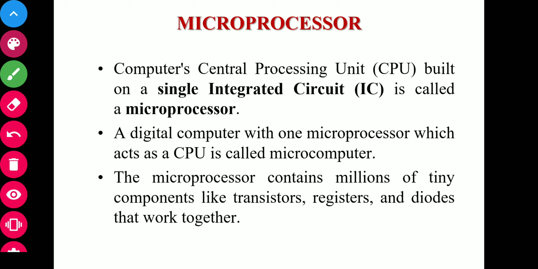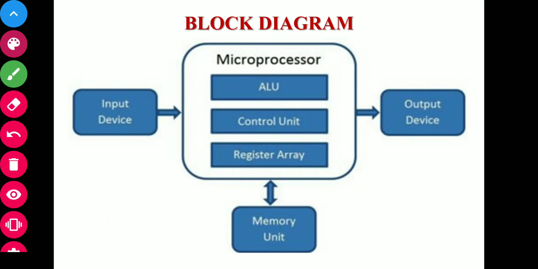Then let us see one by one what the components inside the microprocessor are, its features, and how it works. See, this is the typical block diagram of a microprocessor. The major components inside the microprocessor are the ALU, control unit, register array or registers, memory unit, and output device and input device.